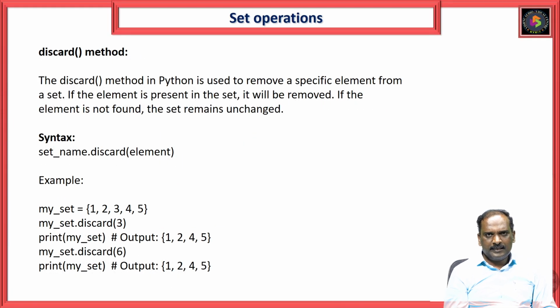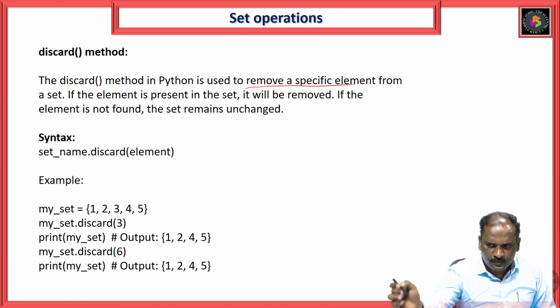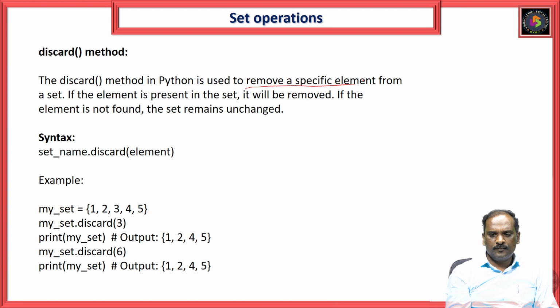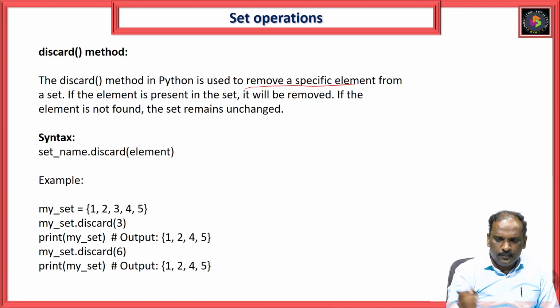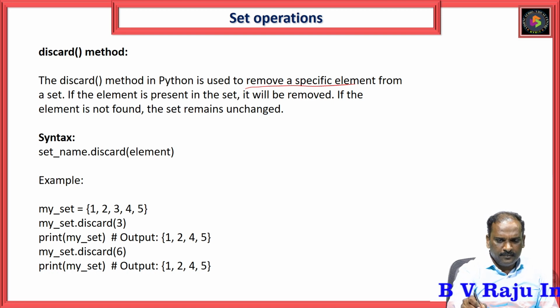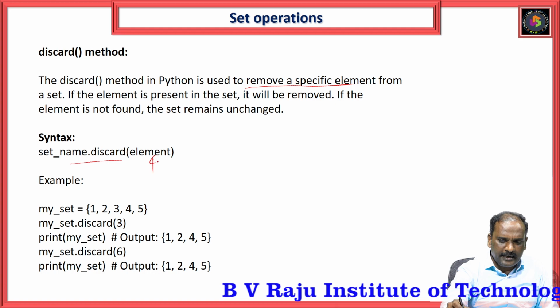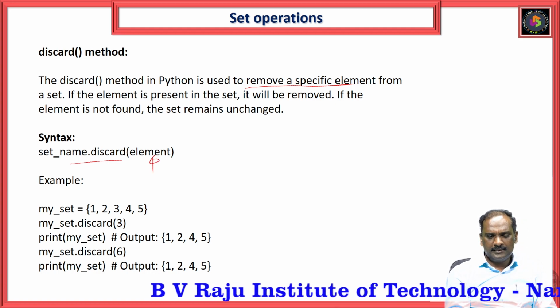The next method is the discard method. Discard method means whichever element we want to remove, the specified element is removed from the set. If the element is present in the set, it will be removed. If the element is not found, then the set will remain unchanged. So the syntax is the existing set name dot discard, and we pass the element which we want to discard from the original set.